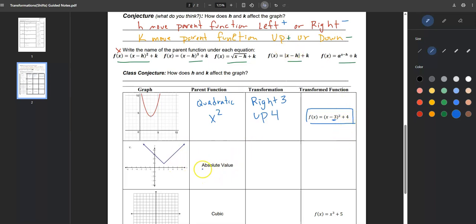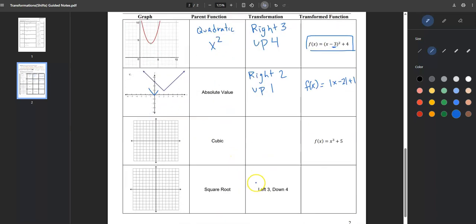Okay? Look at this one. This is an absolute value because of the V shape. It's been moved right 2, because again, remember the main function's right here, right? And it's been moved up 1. So what would the equation look like for that? I'm going to use f of x or y. Doesn't really matter. And then I've got to have my absolute value, x. If I want to move it right, I have to go minus, and then however many it is. And then if I want to go up, it's outside, and it goes plus for up. Cool, cool. So that's how we're looking at these.